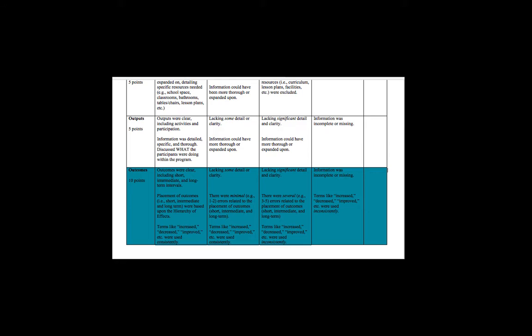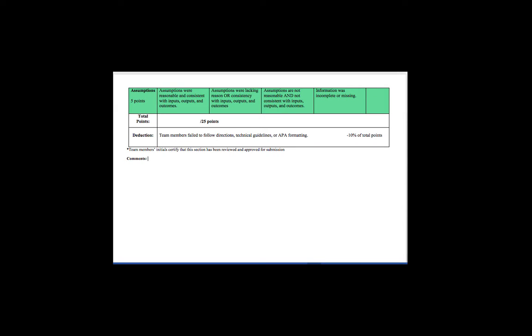Also, as we move down in the point scale, it is either lacking some detail, significant detail, or incomplete information. There are minimal errors, or you do not use consistent terms like increased, decreased, or improved. So just pay close attention when using terminology. Last, we have assumptions shaded in green. In the all the way column, you provide reasonable assumptions consistent with inputs, outputs, and outcomes, and include assumptions about the participants, resources, and activities. As we move down the point scale, it's lacking in reason or consistency, or information was incomplete or missing.